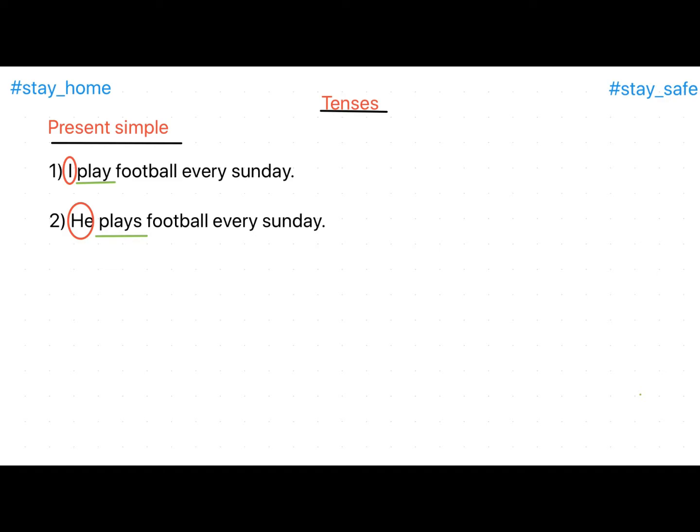إلا كان عندنا I or you or we or they نديرو الفيرب كيما هو، وإلا كان عندنا he or she or it الفيرب غادي تنزيدو ليه s. We just add an s to the verb.